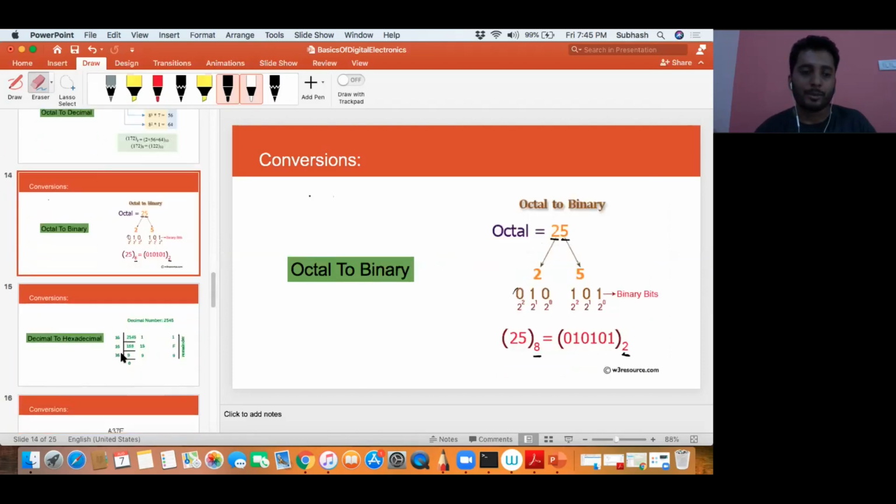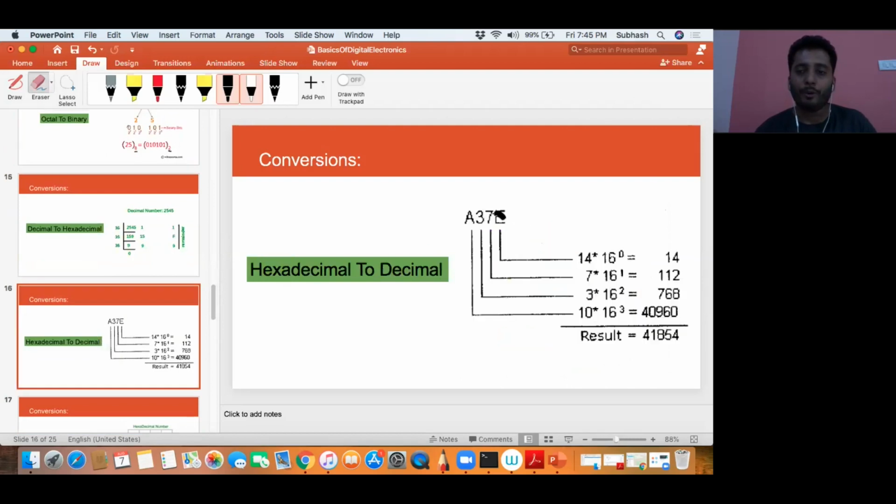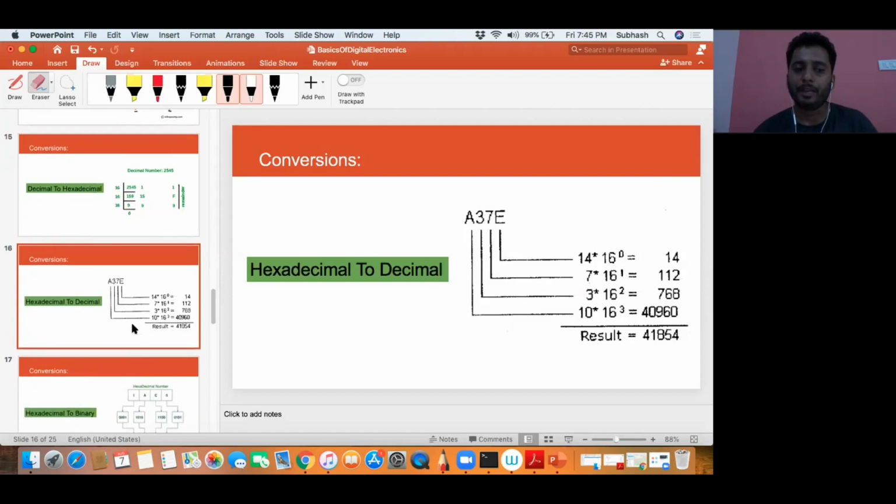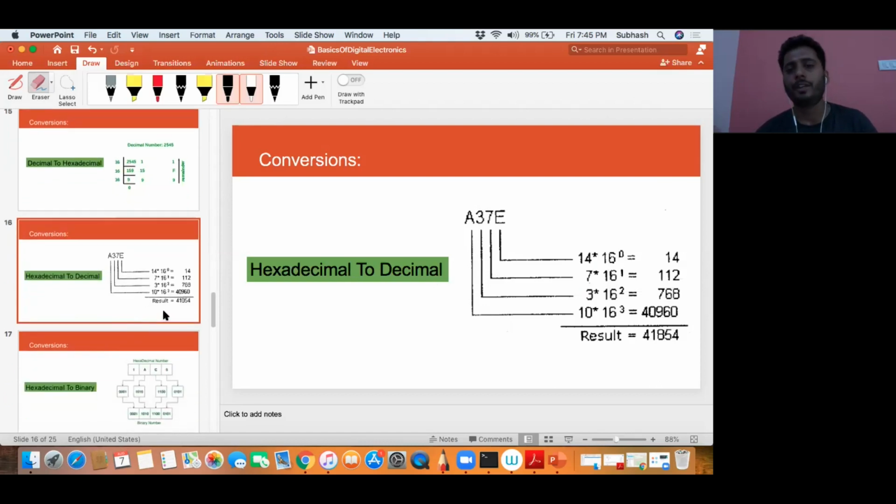Okay, so similarly in hexadecimal, what we do, we have a hexadecimal number. A37E is a hexadecimal number. So suppose I want to convert that into decimal, then take each digit and multiply by 16 power 0, 16 power 1, 16 power 2, 16 power 3, and then you get a result which is nothing but a decimal number. Then add finally all these things and you get a number, which is nothing but the decimal equivalent to hexadecimal A37E. The same thing, I think you can do it by yourself, which is a very easy format.